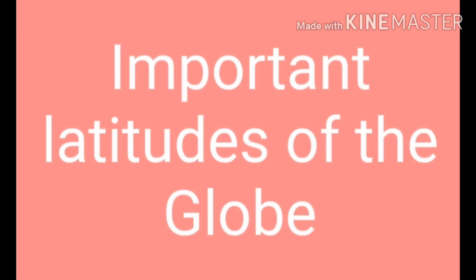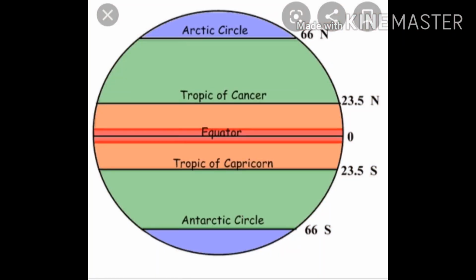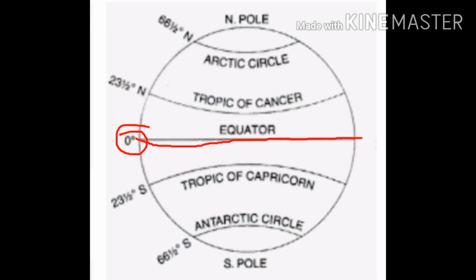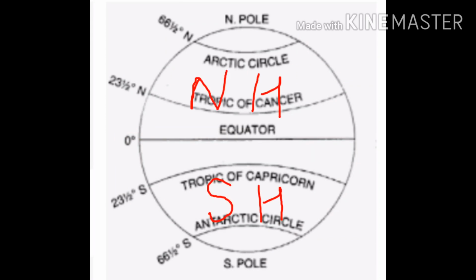Now let's talk about some important latitudes of the globe. So let's have a look at this image. In this we have our main latitude in the middle of the globe, and that is equator. In the north of the equator we have Tropic of Cancer. In south we have Tropic of Capricorn. We have two more main latitudes, Arctic Circle in the north and Antarctic Circle in the south. Students, equator is the main latitude which divides the earth into two equal parts, northern hemisphere and southern hemisphere.